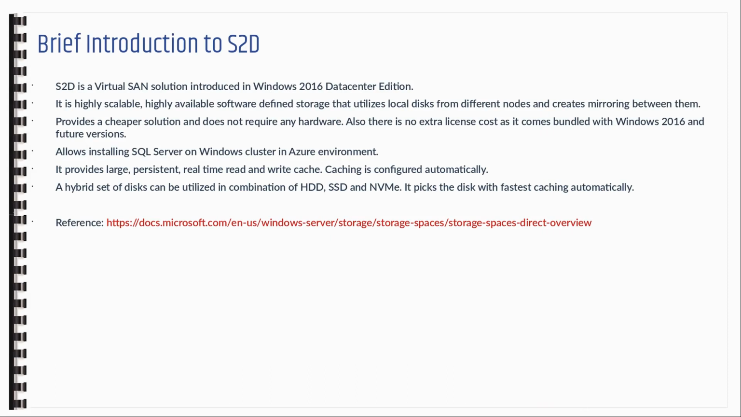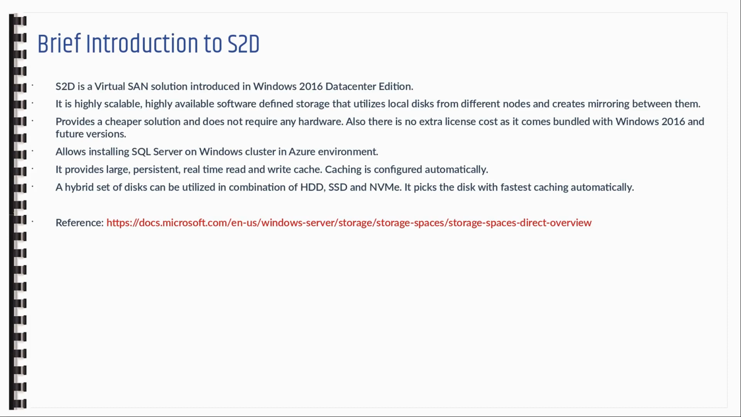Before we go ahead, let's have a brief introduction to Storage Spaces Direct. Storage Spaces Direct is a virtual SAN solution that was introduced in Windows 2016 Data Center Edition. It's highly available, highly scalable, software-defined storage that utilizes local disks from different machines and different nodes and creates mirroring between them. It provides a cheaper solution. It does not require any additional hardware, and there is no additional license cost to use this feature in Windows 2016 and future versions. It allows installing SQL Server on Windows cluster in Azure environment.